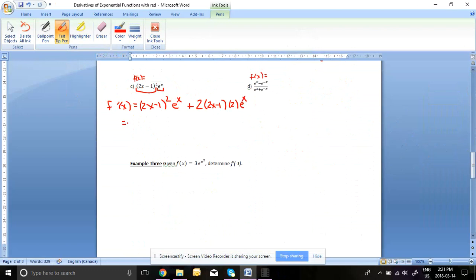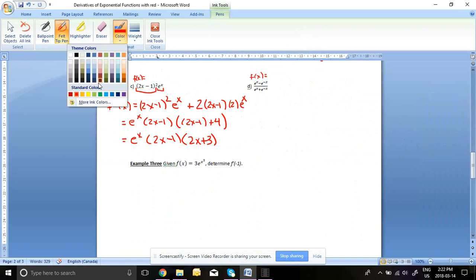Notice here, I can actually factor out an e to the x and a 2x minus 1. And then I'm just left with a 2x minus 1 plus 4, because this 2 times this 2 is 4. So this factors pretty nicely down to e to the x, 2x minus 1, 2x plus 3. Pretty nice and neat.